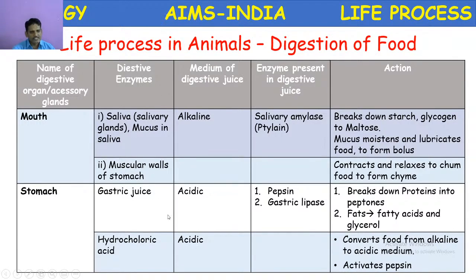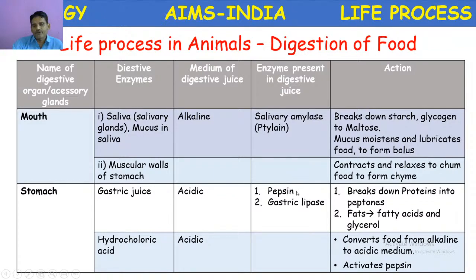It consists of digestive juice, gastric juice, containing the enzymes pepsin and gastric lipase, and also hydrochloric acid. In order to digest the food materials in the stomach, an acidic medium is required. In the oral cavity, an alkaline medium is required for the activity of the ptyalin enzyme. For the activity of pepsin and gastric lipase, an acidic medium is required. That's why hydrochloric acid fulfills that acidic medium.